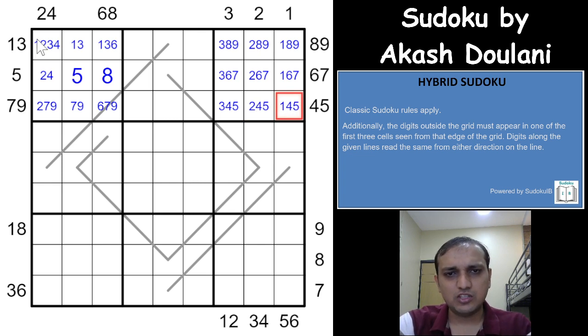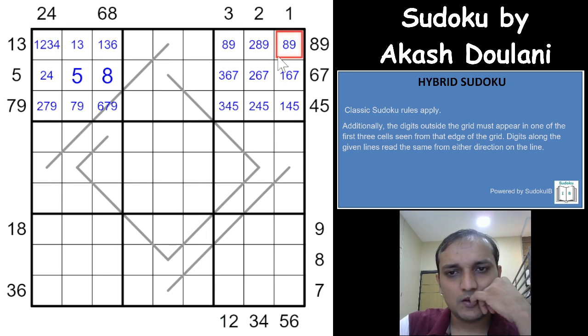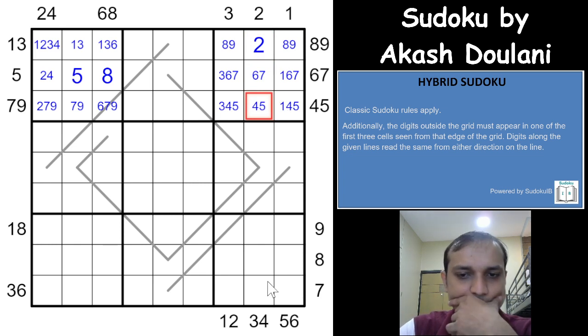And now as you can see, both 1 and 3 would have to be in one of these 3 cells. So 3 cannot be here, 1 cannot be here, right? A nice logic, and that actually gives you a 2 here. So you can eliminate 2 from these 2 cells.